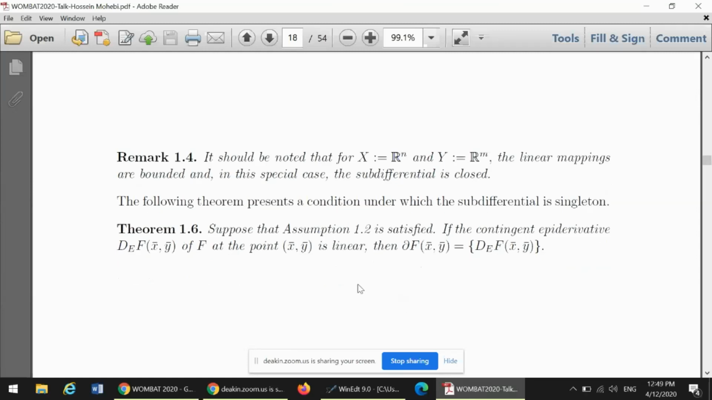We know a condition under which the subdifferential is singleton. Suppose that assumption 1.2 is satisfied. If the cotangent epiderivative of F at the point X bar and Y bar is linear, then the subdifferential of F is singleton, that is, equal to the cotangent epiderivative of F at X bar and Y bar.